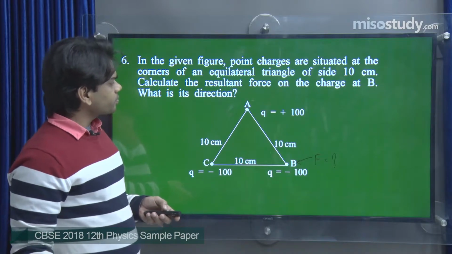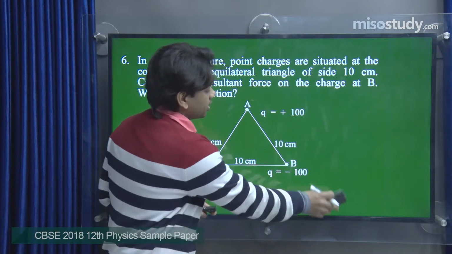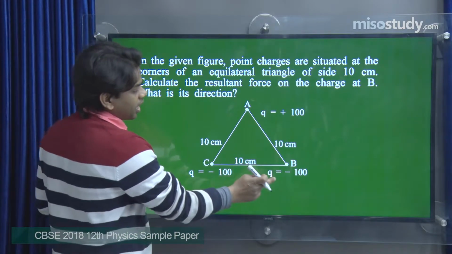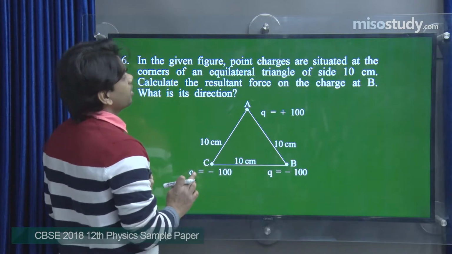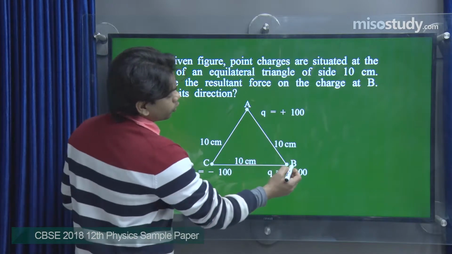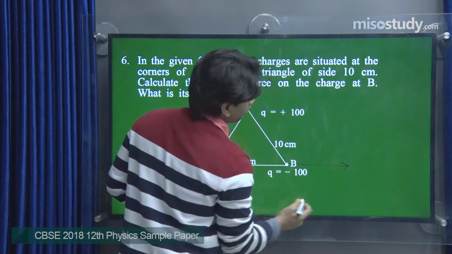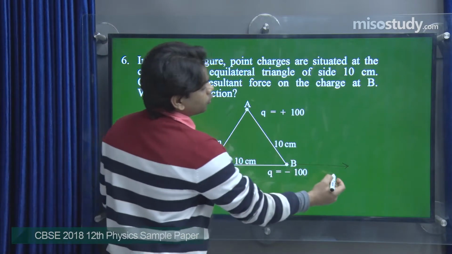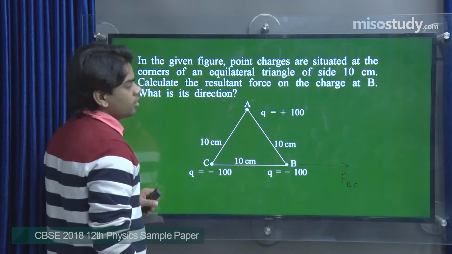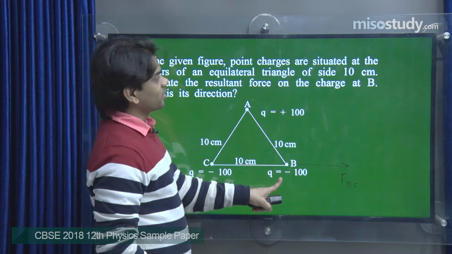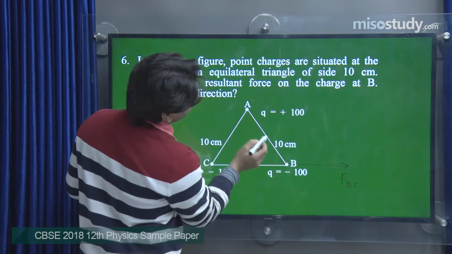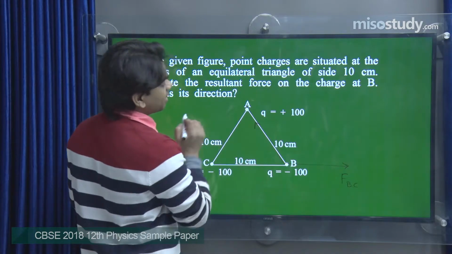Let's go ahead. So what I'm going to do, I'm going to mark the direction along this diagram. You see C is minus 100 and here B is having plus 100. Now here this minus 100 and this minus 100 are going to repel each other. So one force on B due to C will be towards the right hand side. So I'm marking force on B due to C in this way. Now plus 100 and minus 100, then we are going to have an attractive force which will act in this way.